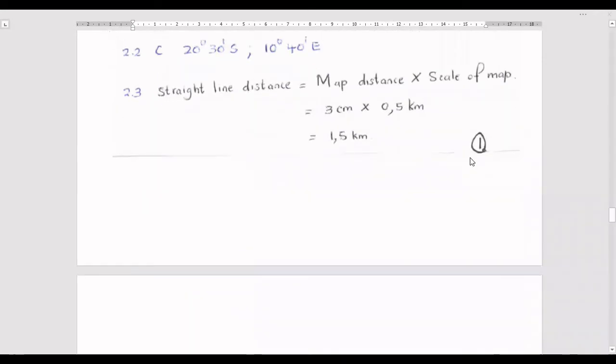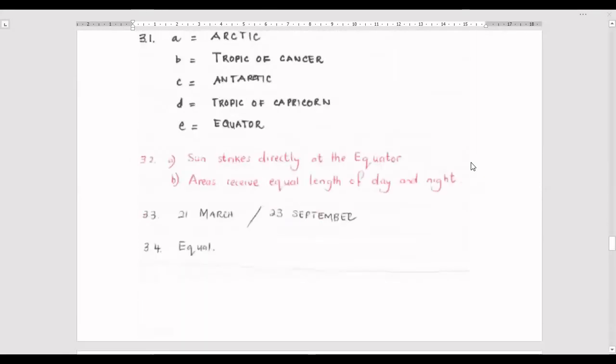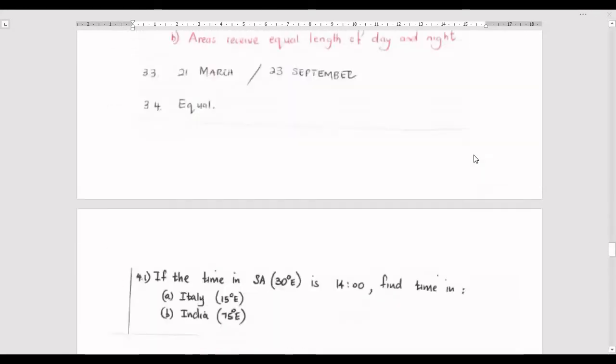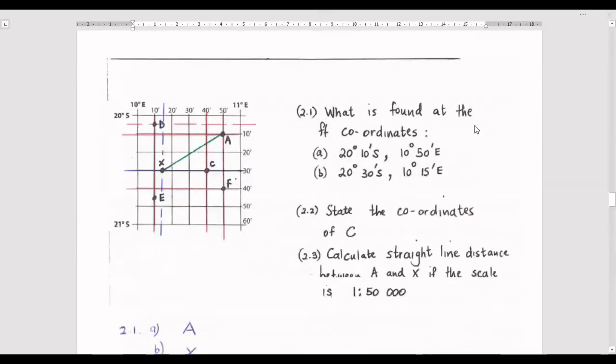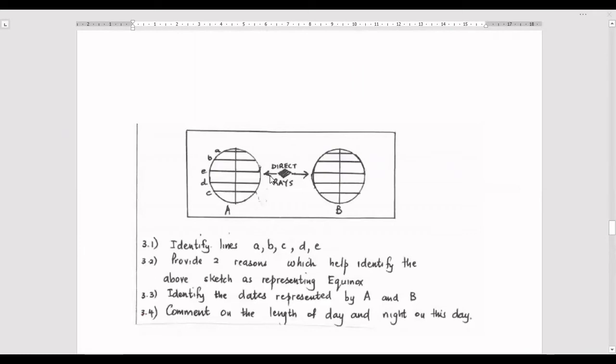Right, let's keep going on to question number 3. Question number 3 says, identify the lines A, B, C, D, and E. We're going to find the diagram. I think it's earlier on. We're looking at the equinox diagram. Now watch here. We're looking at equinox.